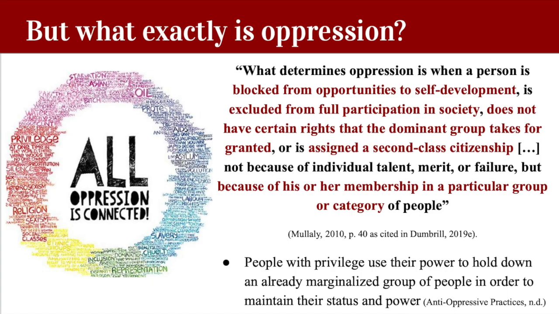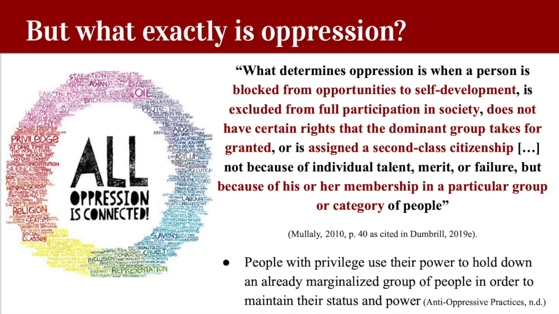When we look at an understanding of oppression, we see that oppression is when a person is blocked from opportunities to self-development, is excluded from full participation in society, does not have certain rights that the dominant group takes for granted, or is assigned a second-class citizenship, not because of individual talent, merit, or failure, but because of his or her membership in a particular group or category of people. Moreover, oppression is the way in which people with privilege use their power to hold down an already marginalized group of people in order to maintain their status.